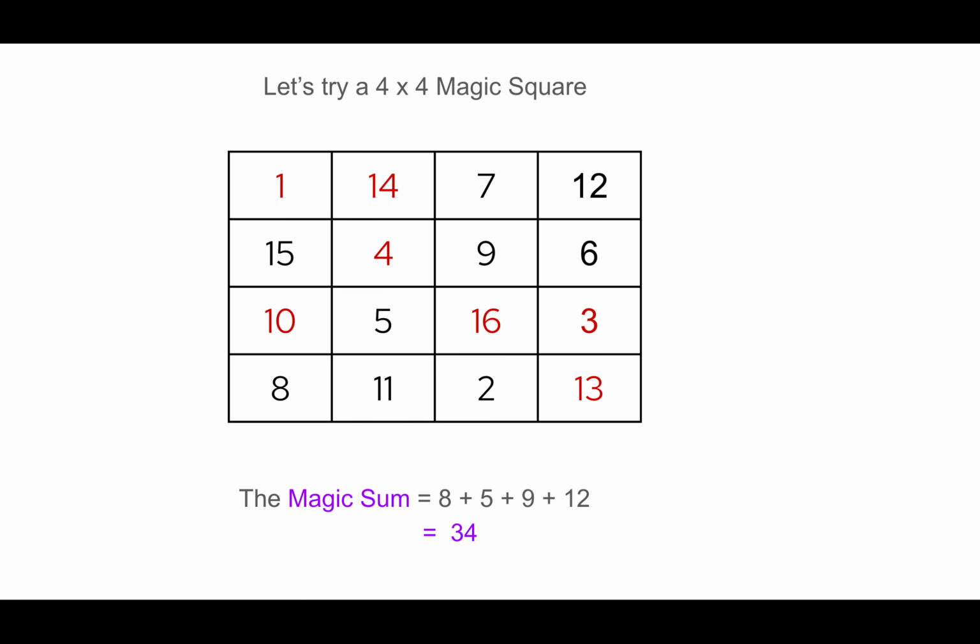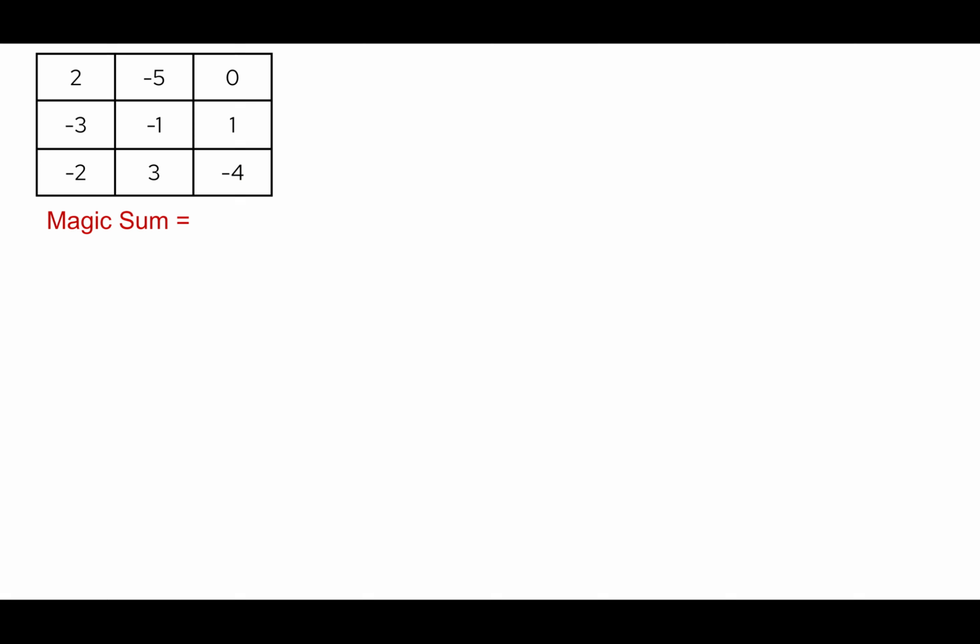So do you get the hang of it? That's how magic squares work. So now we're going to investigate some patterns with magic squares. So here's a magic square, and let's see what the sum would be. Remember, the sum, we can use either the columns, the rows, or the diagonals.